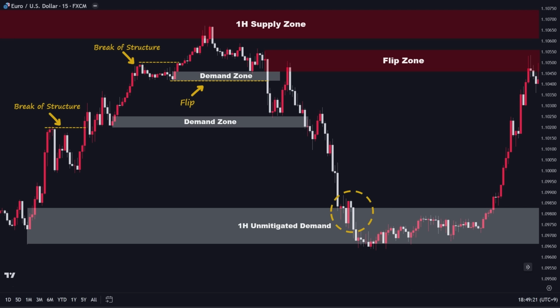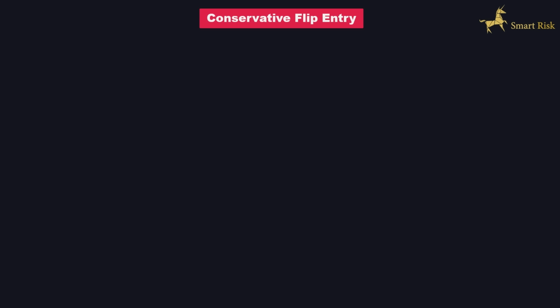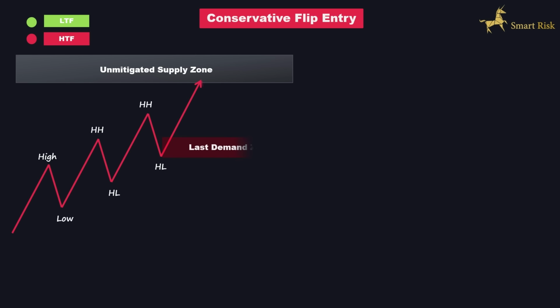So, now let's delve into the details of the other flip entry type, which is the conservative entry. Suppose we have a perfect flip pattern on the higher time frame. Price has successfully mitigated the higher time frame's supply zone and failed to create a new high. Eventually, it flipped the recent demand zone after a pullback. To apply the conservative entry, we need to follow a few steps.